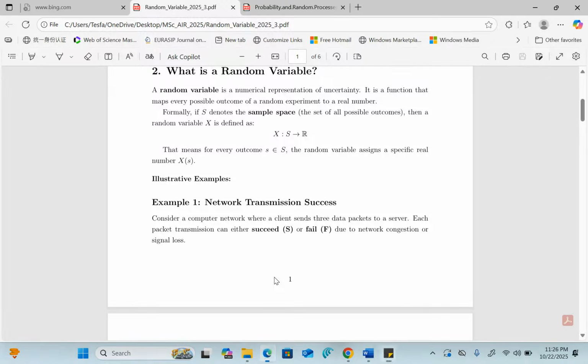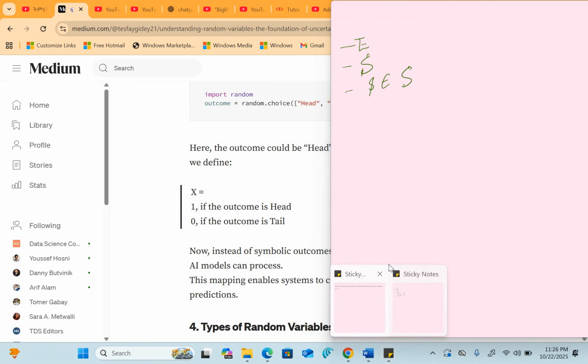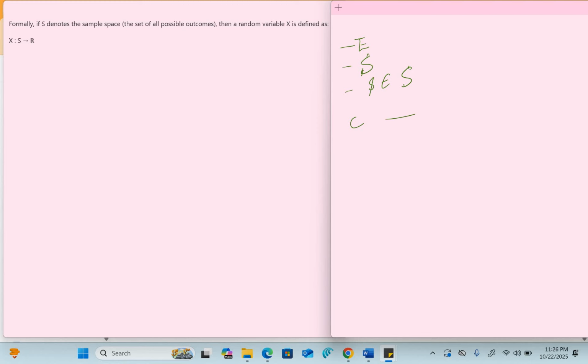Let's consider an example. Consider a computer network where a client sends three data packets to a server, and each packet transmission can either succeed or fail due to network congestion or signal loss. So there is a client and there is a server. If the client sends 3 packets to the server, what could be the outcome of this network transmission? All the outcomes could be successes, or all could be failures, or some could fail and some succeed due to signal loss in the network transmission.